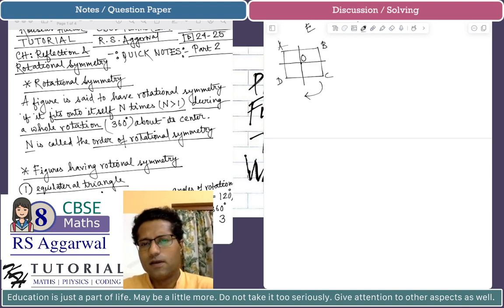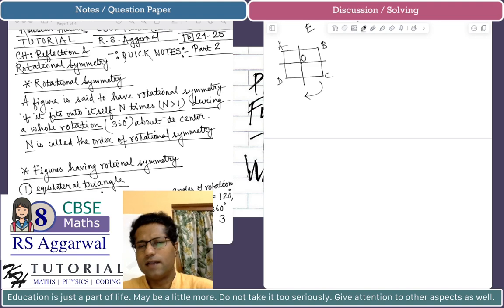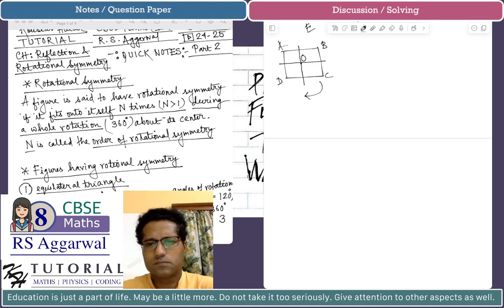If you rotate that figure about its center in the anti-clockwise direction, and at any particular angle of rotation the position of the figure is exactly fitting the figure where it started, then that will be considered an angle of rotational symmetry. This angle of rotational symmetry may be more than 1. It can be 2, it can be 3, it can be 4, but it has to be more than 1.